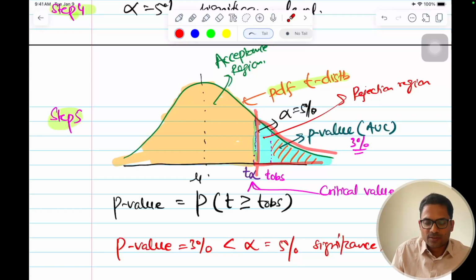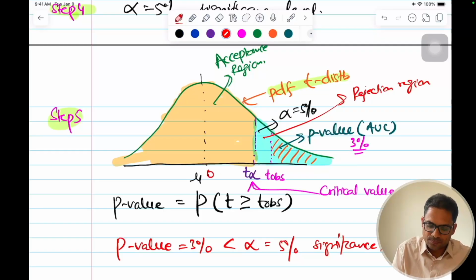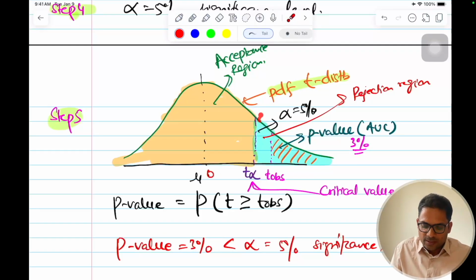And if my T observed goes beyond that, in this case, it is going greater than this, so I'll write this as 0 so that you don't get confused. This is 0. So the area under the curve becomes less and less, and now I cannot accept it. This has gone in the rejection region.